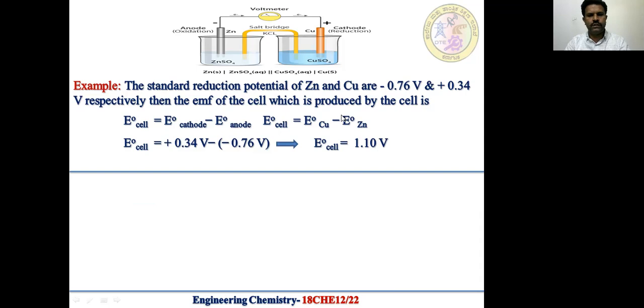So if we substitute the values, E naught cell is equal to the value of copper plus 0.34 volt minus the electrode potential value of zinc minus 0.76 volt. So finally, the cell will produce 1.10 volt cell potential. So that is the potential difference between the cathode and anode. So in this way, we can calculate the cell potential if they provide the standard reduction potential of both electrodes.